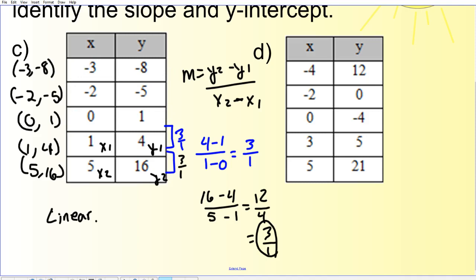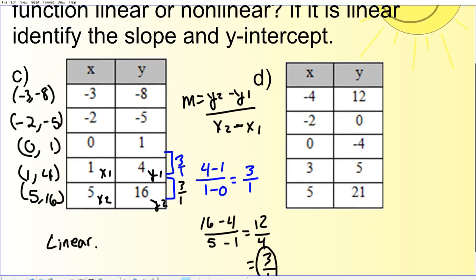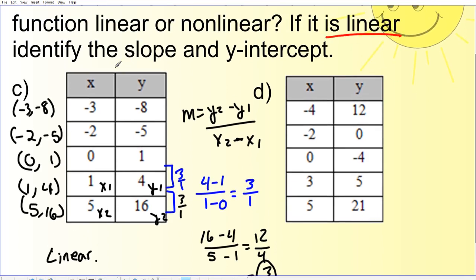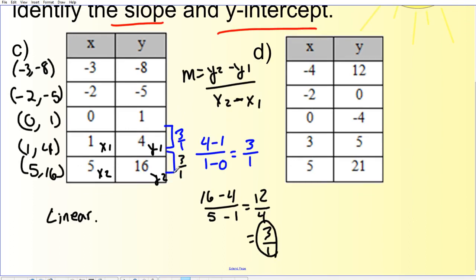But now that we found the slope, unfortunately, we have some more work to do, because the problem said if it is linear, find the slope and find the y-intercept. So it was linear, so now I have to find the slope and my y-intercept. Well, slope was easy. I found the slope. The slope was 3, or 3 over 1. That's my slope.